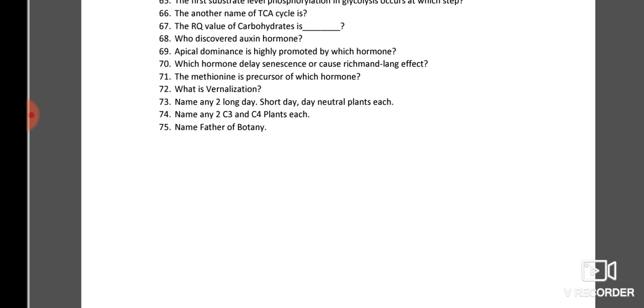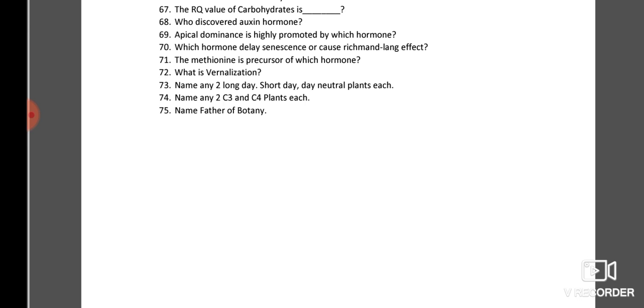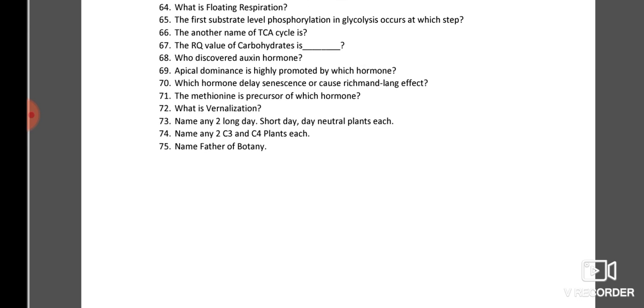Long day plants like potato, radish, lettuce, spinach. Short day plants like chrysanthemum, tobacco. Day neutral plants like tomato, maize, rice. Plants which require long days are long day plants. Plants which require more dark are short day plants, and those on which day length has no effect on flowering are day neutral plants.